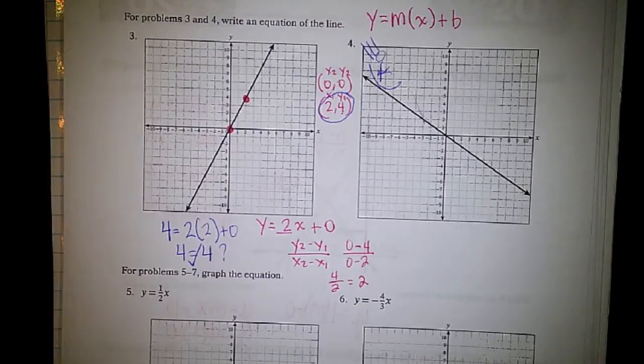Yes. Well, where's it crossing the y-axis? Where's the line crossing the y-axis? And what's the y value for that? So that's the y-intercept. It just tells you where the placement of the line is for graph.